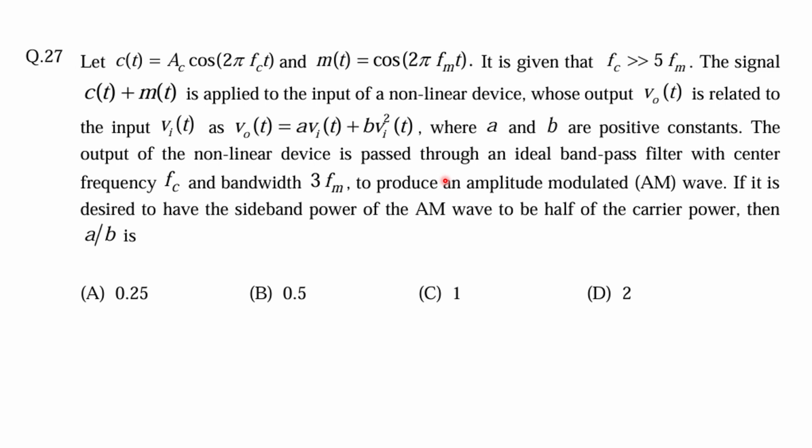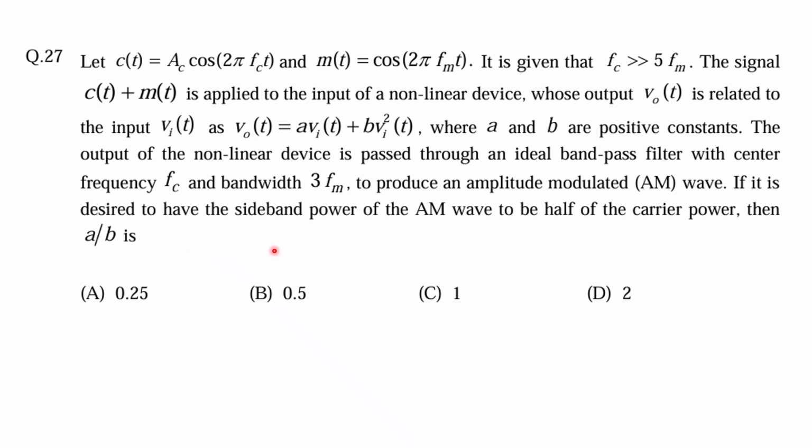So the question is asking: what is the ratio of the sideband power to half of the carrier power, right? So sideband to the carrier, actually whatever the carrier is, we will make it half. So that is the question. So what is A by B?